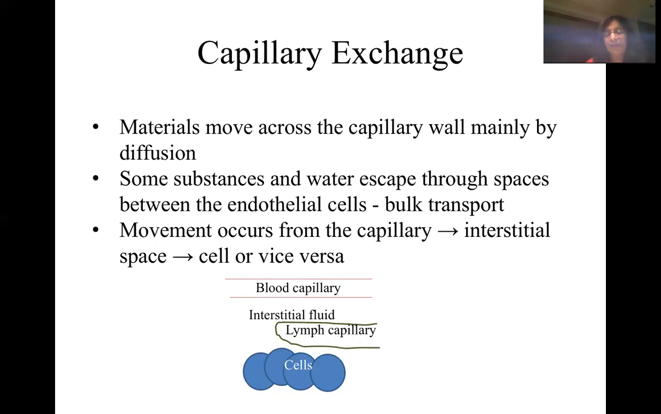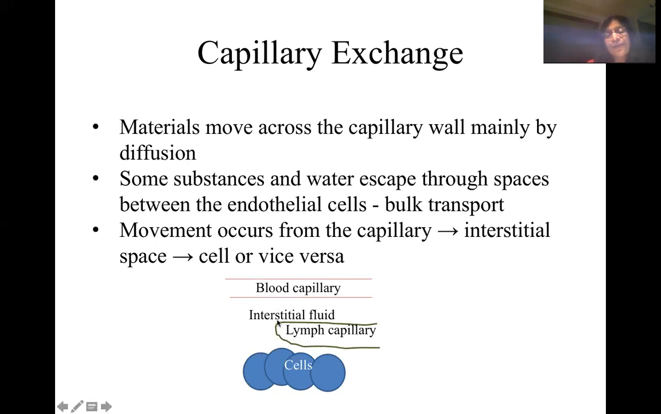So that's how the amount of fluid that's filtered is balanced out to the amount of fluid that's left behind when so much fluid returns to the capillary. One other interesting fact here for you to know is the fluid that escapes from the blood capillary is plasma.